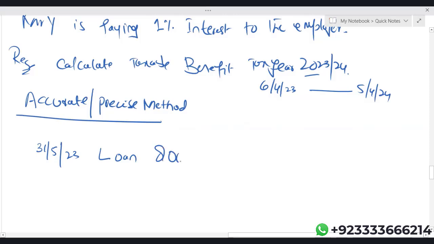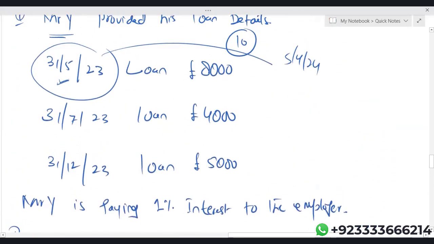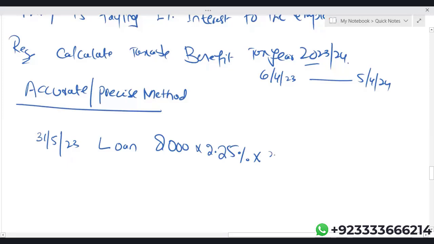The loan amount is 8,000. Just multiply this with the official interest rate, and just keep watching, please. And now let's see the time period. The first loan was taken on 31st May 23, and from 31st May 23 till 31st July 23, there's a gap of 2 months. It means for 2 months, Y was having a loan of only 8,000, so 2 by 12.